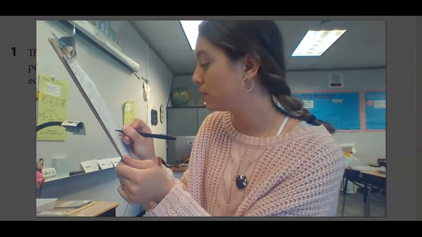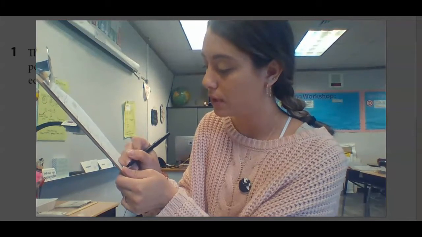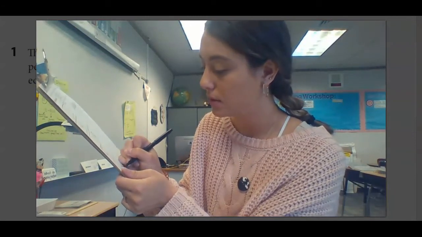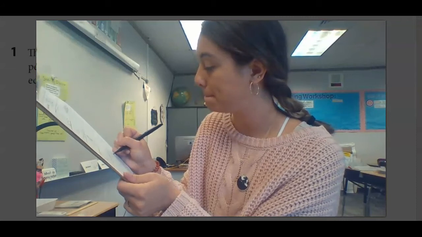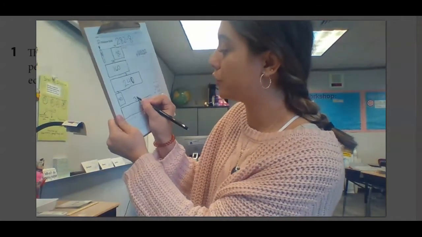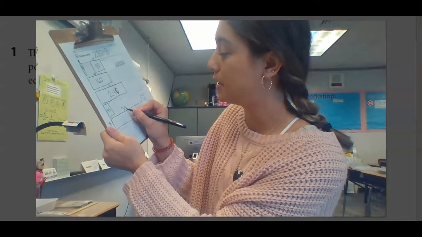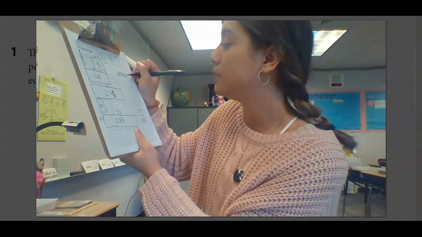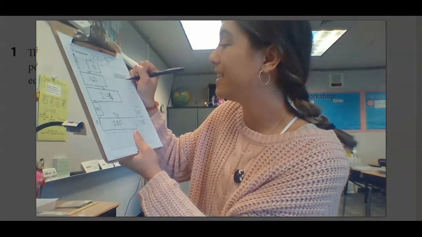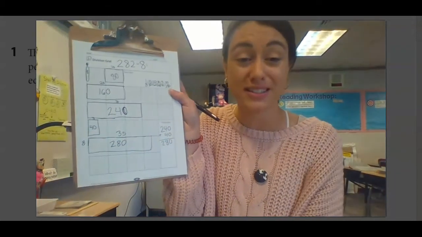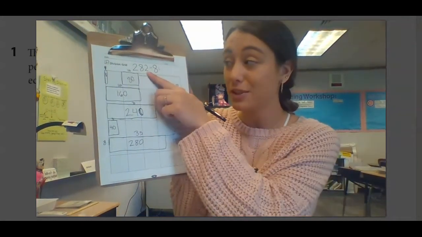1, 2, 3, 4, 5, 35. 1, 2, 3, 4, 5, 6, 7, 8. 35 times 8 gets me to 280. My last box. But that's okay, friends, because I already know that this is going to have a remainder. My remainder right now is 2. So I have 35 remainder of 2.